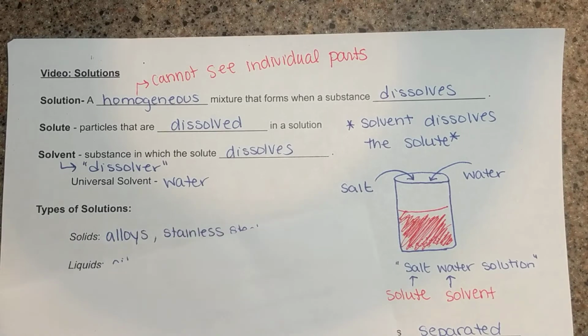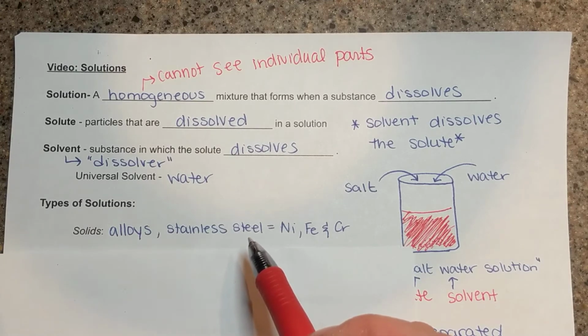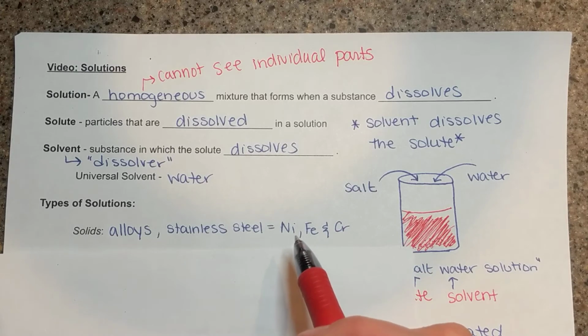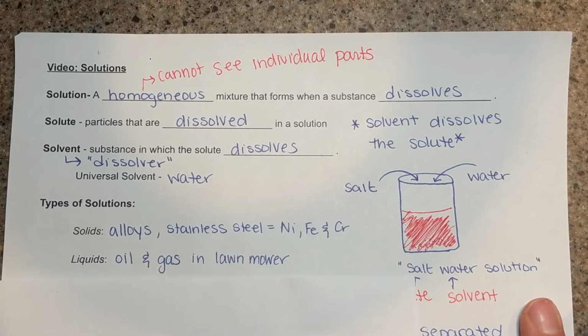I can have many different types of solutions. I can have a solution of solids. These would be called alloys. An example of an alloy is stainless steel. Stainless steel is made up of nickel, iron, and chromium. Liquids can be made into solutions. For example, in a lawnmower, you mix oil and gas. Those mixed together, you can't see the individual oil particles from the gas particles, and so we'd consider that a homogeneous solution.